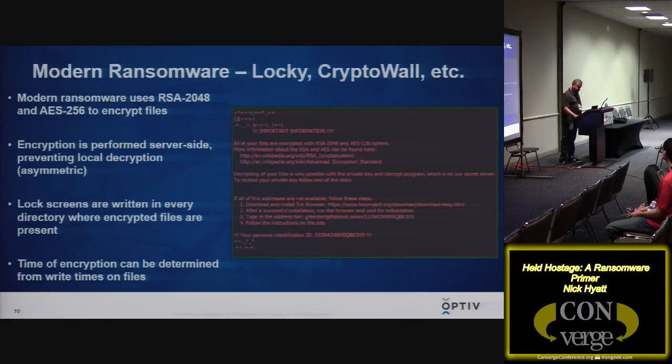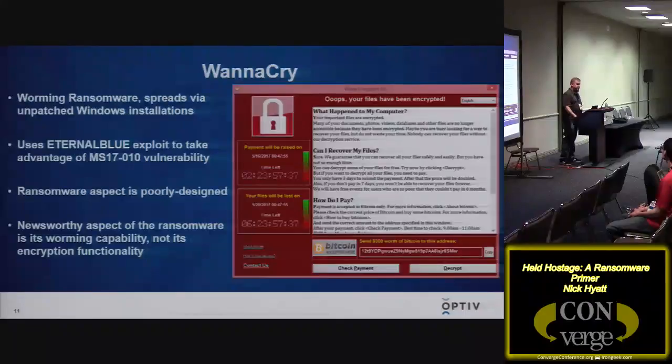a time of infection. And then last year, actually right around this time, we have everybody's favorite marketing headline, WannaCry. This is a worming ransomware. It spreads via unpatched Windows installations. It uses EternalBlue to take advantage of the MS17-010 exploit. The ransomware aspect is really poorly designed and is really not the newsworthy part of it. The newsworthy aspect was the worming capability. Because the last real worm that we dealt with was probably Conficker around 2009. So you had essentially an 8-9 year period where nobody had seen a worm in the wild, and a lot of people got caught unprepared.